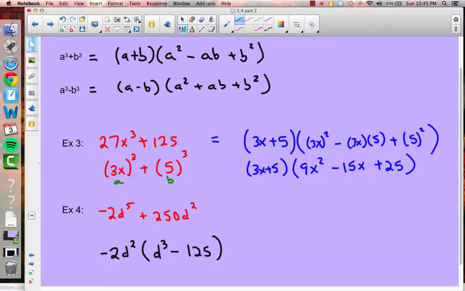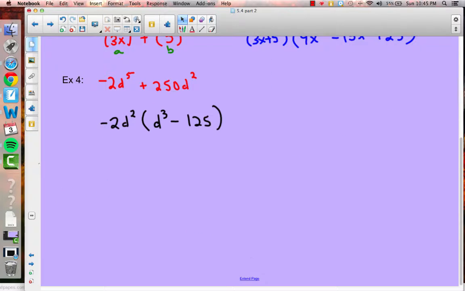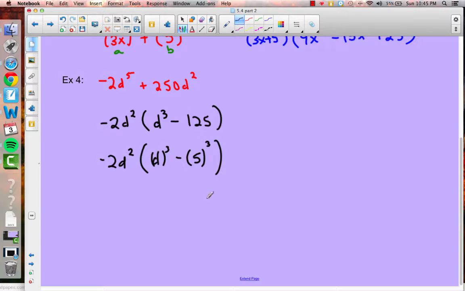So now I'm looking at an equation with a difference of cubes, because ignoring what's out in front, I have something cubed, and we know 125 can be written as something cubed. So this is why that greatest common factor is so important. So now I'm going to go back to my difference of cubes formula. Well, I know that d cubed can stay as d cubed, and then 125 can be written as 5 cubed. And now I can identify my a and my b.